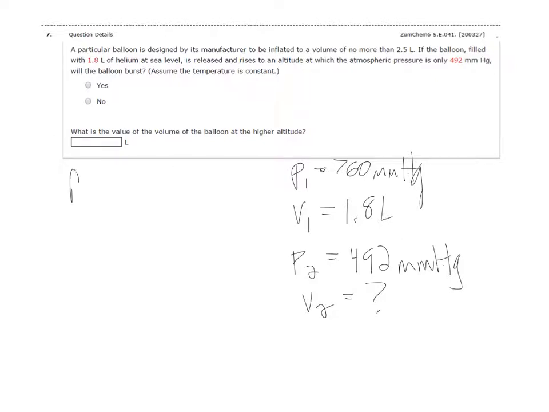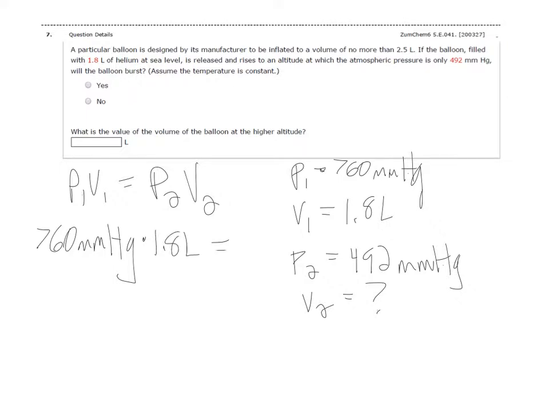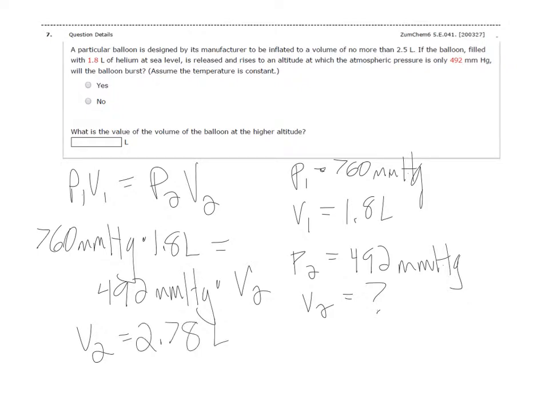Now, with pressure and volume, it's an inverse relationship. So Boyle's law has us multiply pressure and volume initially, and pressure and volume at the end. We'll solve for that final volume. And in this case, it works out to be 2.78 liters. So that answers the follow-up question, which is, what's the volume of the balloon at the higher altitude?